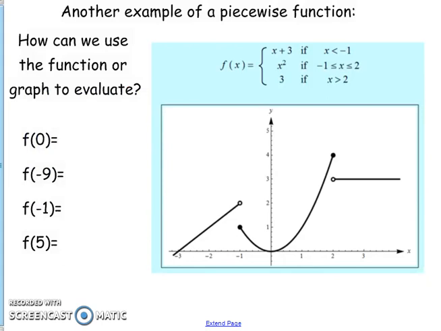So here's an example of a piecewise function. You have the function written out, and you have the graph of the function. How can we use the function or graph to evaluate at different values of x? When we want to find f of 0, because 0 is in the parentheses, that means the x value is 0. So we want to know what's the y value when x is 0.